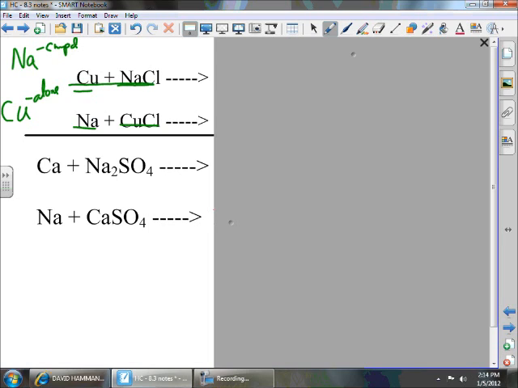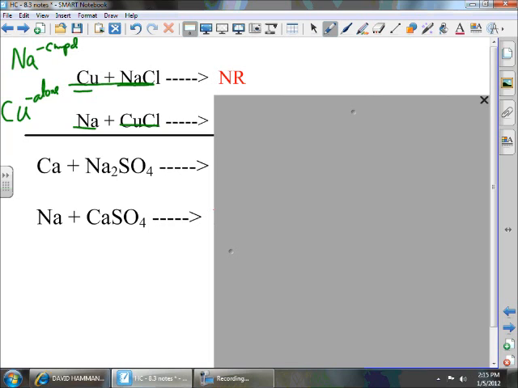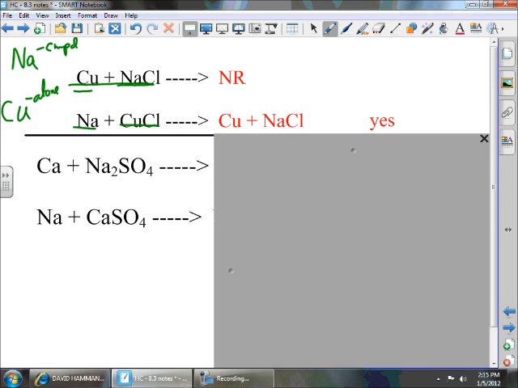If we look here in the first example, that's how they are beginning as reactants. Copper alone, sodium in a compound. Therefore, nothing's going to happen. In the second reaction, we have sodium alone, copper in a compound. That is not how they're most stable. Therefore, yes, they will trade places to become more stable. Copper is alone now, and sodium is in a compound.